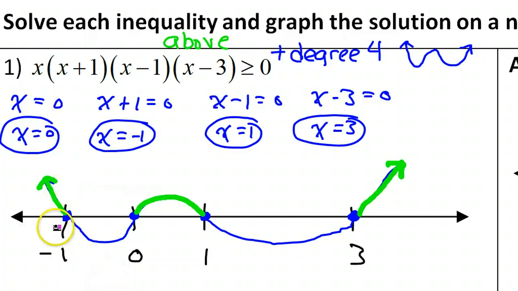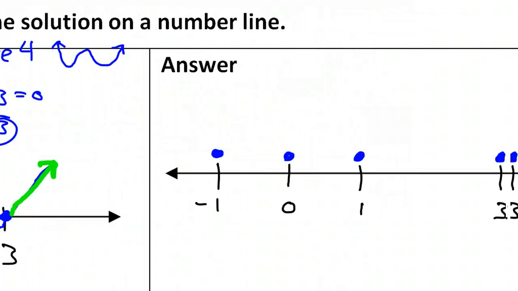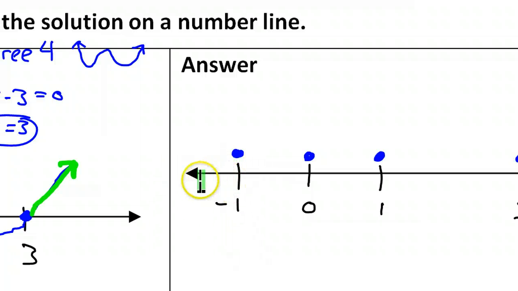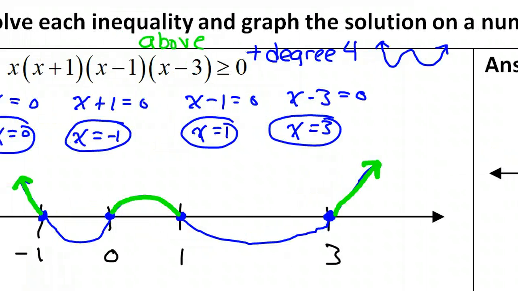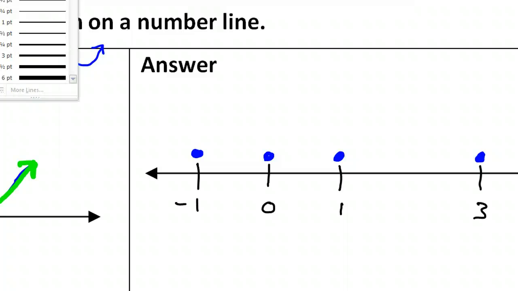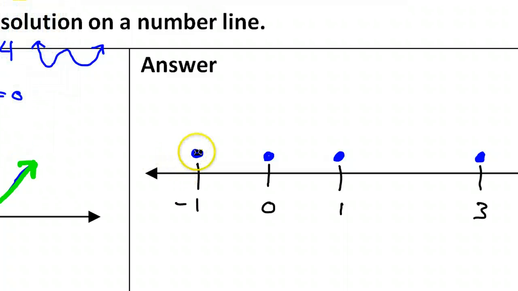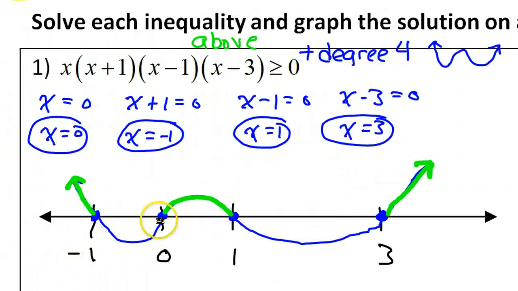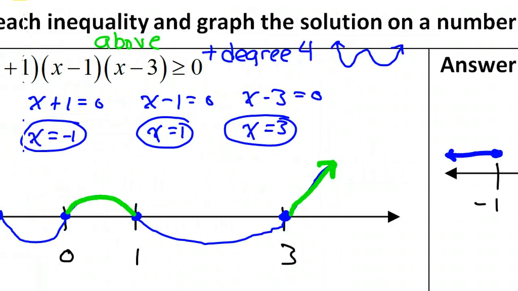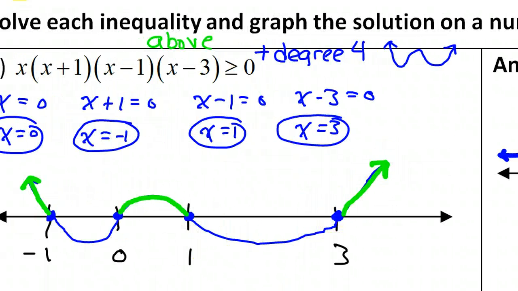Okay, so in other words, looking at our zones over here, it's above 0 in this first zone, alright, to the left of -1. So we could just go ahead and draw that in. Alright, it's above 0 over here. And let's see, where else is it above 0? It's above 0 between 0 and 1. So you could draw that in. And it's above 0 to the right of 3.